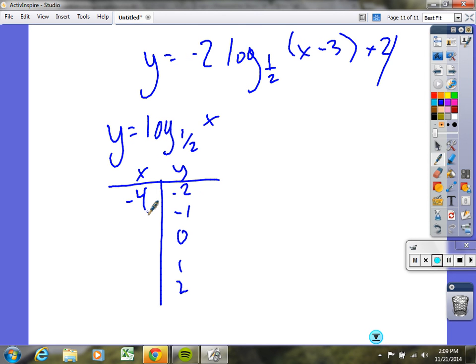Not -4. What the hell is that? 4. Sorry. It's 4. 1/2 to the -2 power is 4. Is everybody good with 4? You want me to show you the work on that?